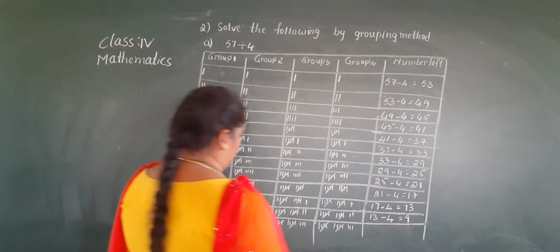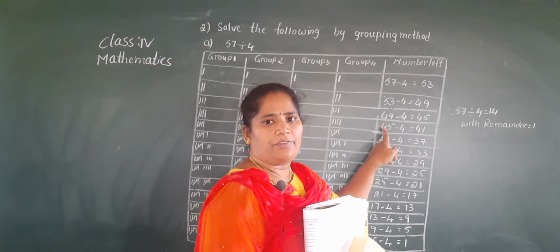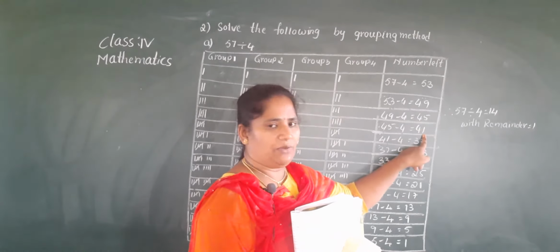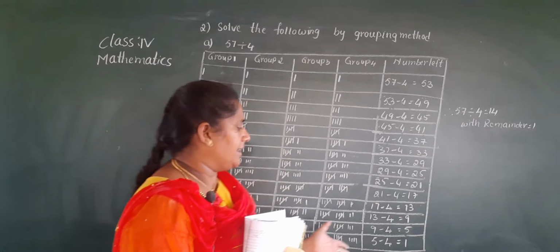Okay? 57 divided by 4 is equal to 14 with remainder equal to 1. Is it clear to you children? It's a big problem. Don't get big confusion. Write the subtraction carefully. Here 53 minus 4: 3 minus 4 not possible, so you take borrow. 13 minus 4 is 9. So 53 minus 4 is 49. 49 minus 4 is 45. 45 minus 4 is 41.